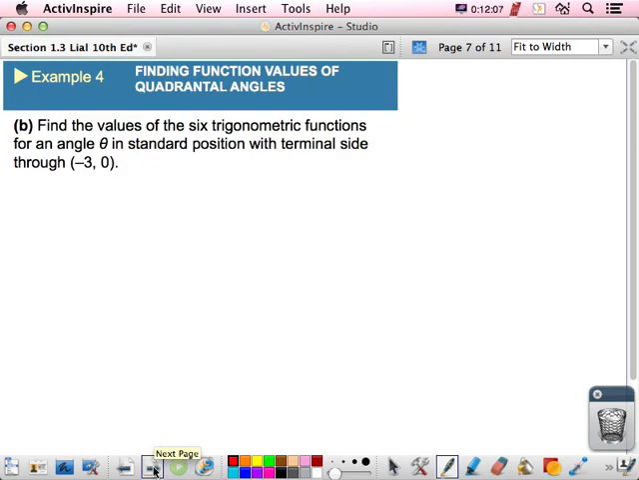Part B. Find the values of the 6 trig functions for an angle theta in standard position if the terminal side is through -3, 0. So we know that x is going to be -3 and y is going to be 0. We're just missing the r value. And that's really the only reason you ever draw them.